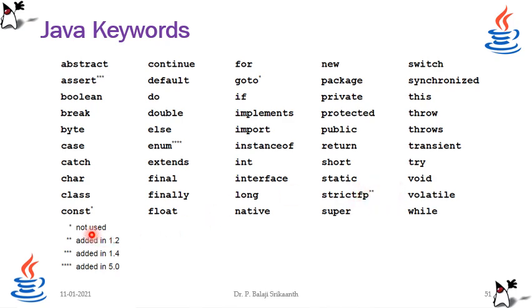Single dot is not used. 2 dots means it was added in Java version 1.2. 3 dots means it was added in Java version 1.4. And 4 dots means it was added in Java version 5.0 onwards. Some of the keywords, though they are available, are discouraged to be used in Java programs.